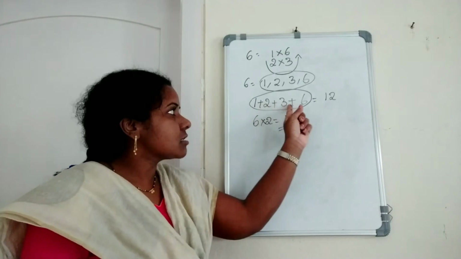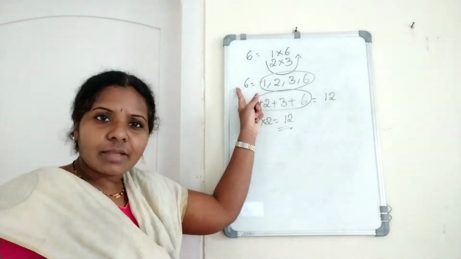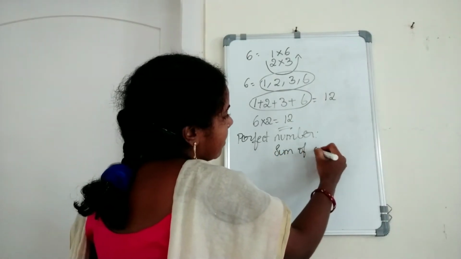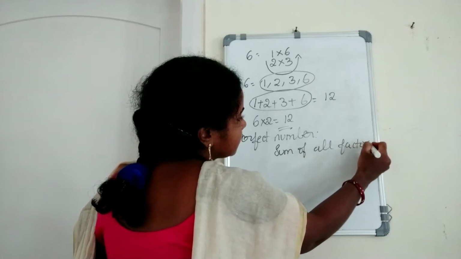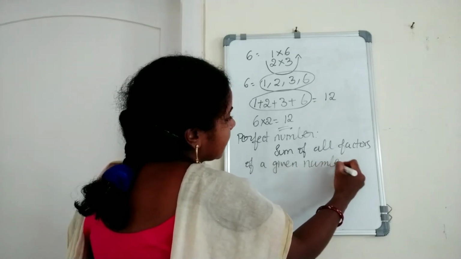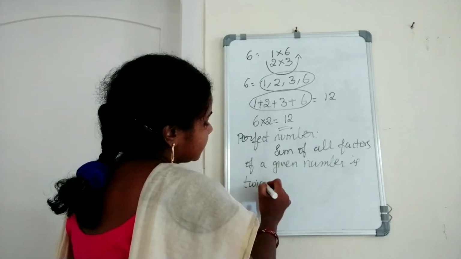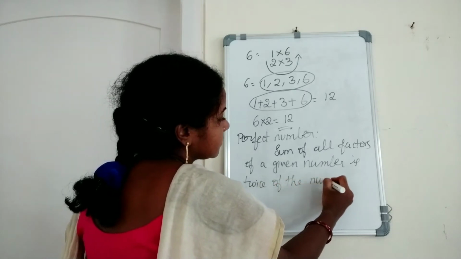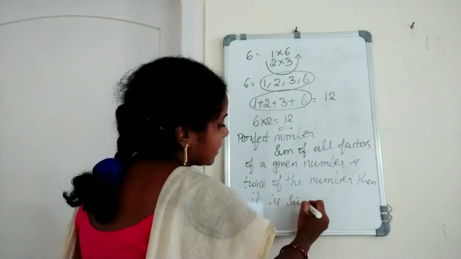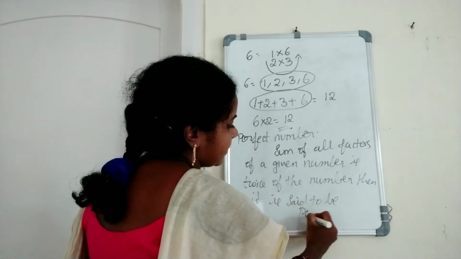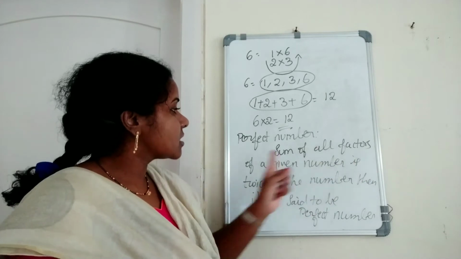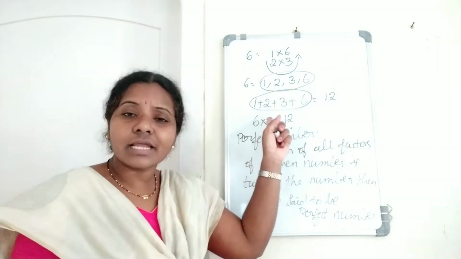If the sum of all factors of a given number is twice the number, then that number is said to be a perfect number. Perfect number. The sum of all factors of a given number is twice the number, then it is said to be a perfect number.